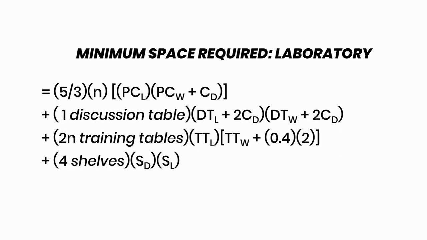The calculation for minimum space required for a laboratory is as follows, where PC sub L is the computer length, PC sub W is the computer width, C sub D is the chair depth, DT sub L is the discussion table length, DT sub W is the discussion table width, TT sub L is the training table length, TT sub W is the training table width, S sub D is the shelf depth, and S sub L is the shelf length.